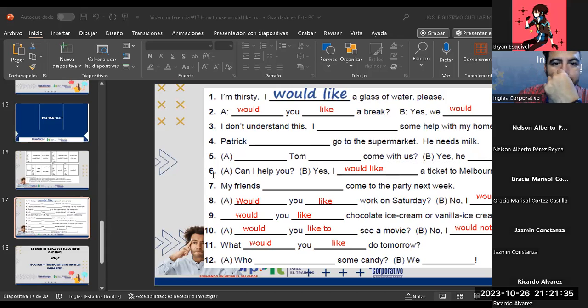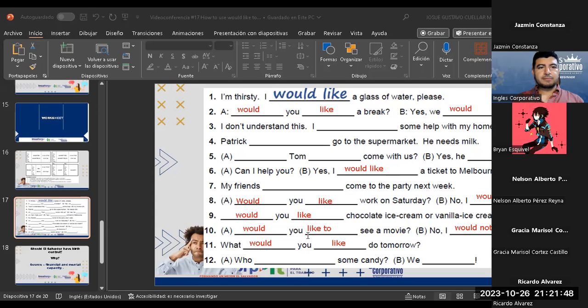Number 7, teacher: my friends would like to come to the party next week. My friends would like to. Okay, who else? ¿Quién más? Es que 3, 4, 5, and 12.